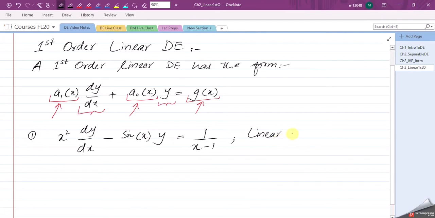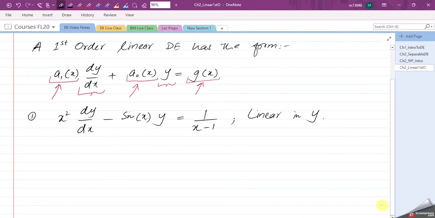Just to add a little bit more detail, I will write linear in y, because y is the dependent variable here. Later we will also discuss linear in other variables, for example linear in x, making x the dependent variable and y the independent variable, but that will come later.